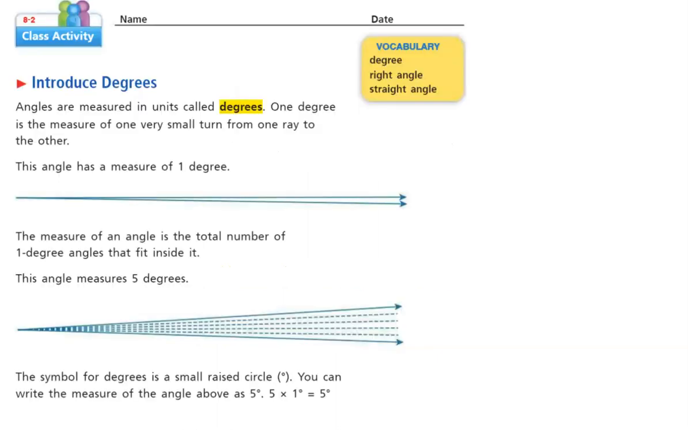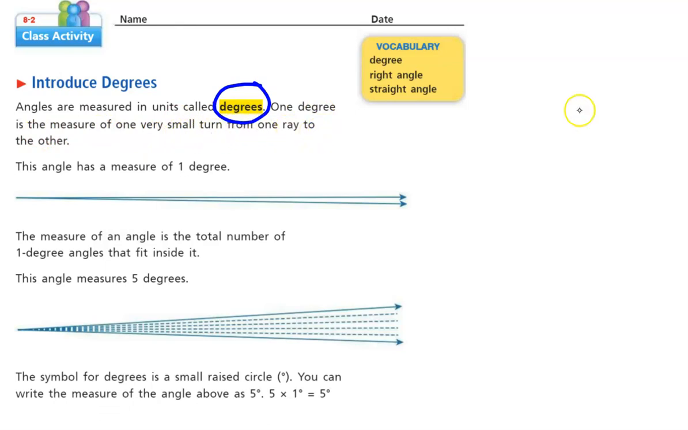As you know, we're talking about geometry, and one important part of geometry is measuring a circle or a triangle or a polygon of any kind, and you do that by using something called degrees. Now that doesn't mean degrees Fahrenheit or degrees Celsius, which is temperature. This means degrees of a measurement tool. Angles are measured in units called degrees. 1 degree is the measure of one very small turn from one ray to the other.